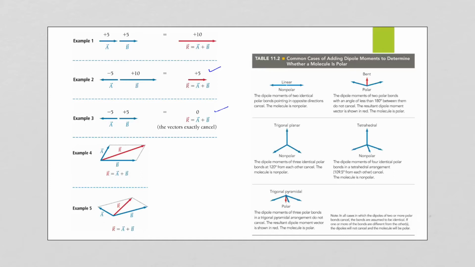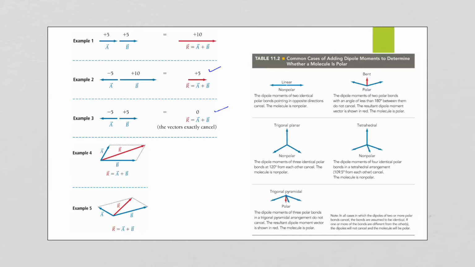Okay, so linear is all great, but what if they're pointing at angles like we saw in that bent geometry? Well, the idea is when you have an angled vector, if you want to, you can break it into horizontal and vertical parts.